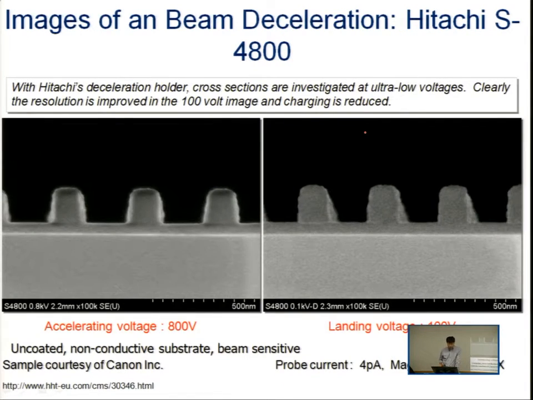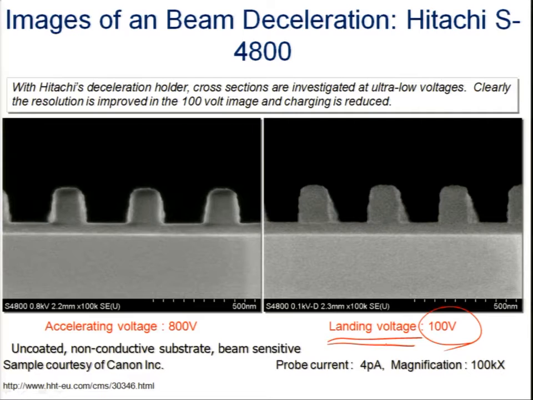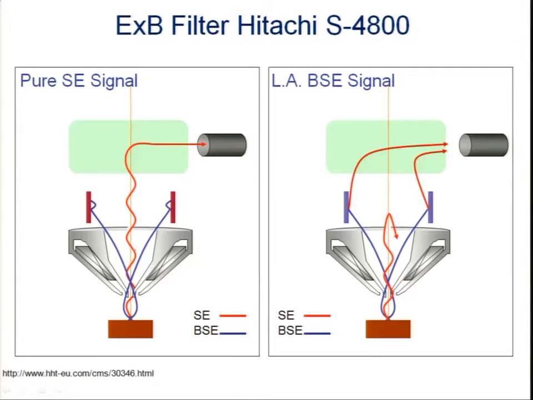So this is an image of a photoresist. When filtering out the low energy secondary electrons, you will have a much clearer image than without it. This is the same technology for filtering out secondary electrons.